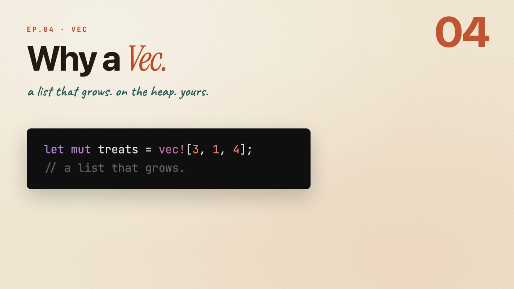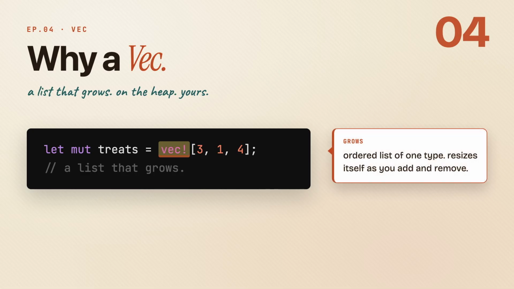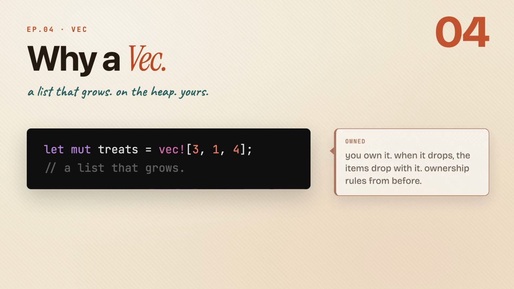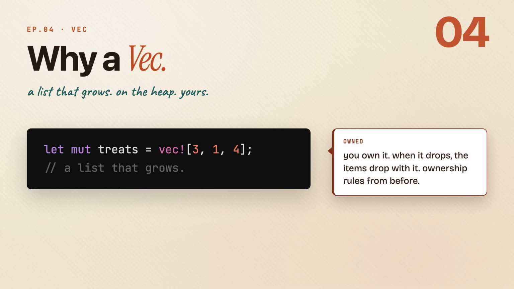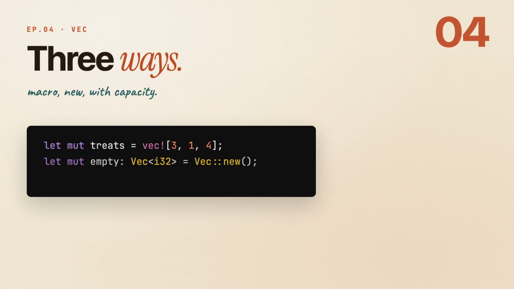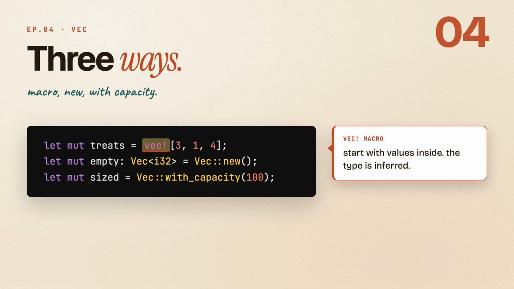A vector is a list of values, all the same type, in order. It grows during runtime, but an array does not grow, it's fixed. The vector lives on the heap. This is what lets it resize while your program runs. You own this vector, and when it goes out of scope, the items go with it. There's no memory leak.